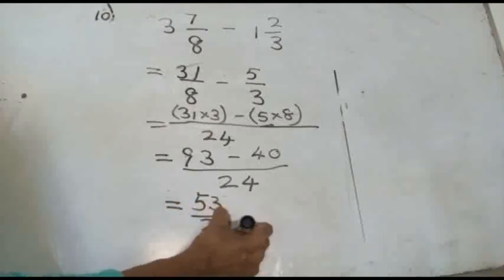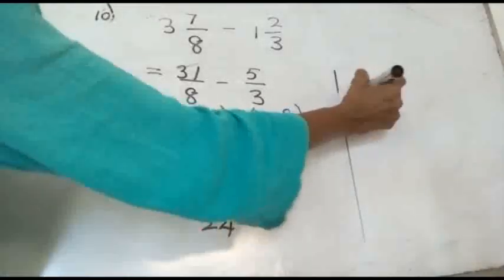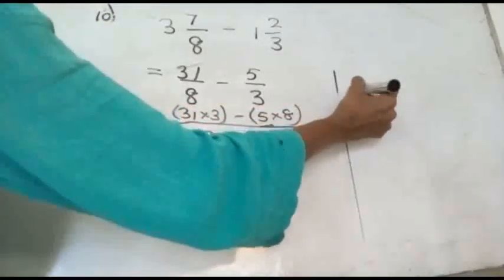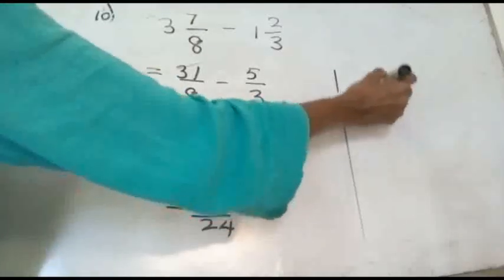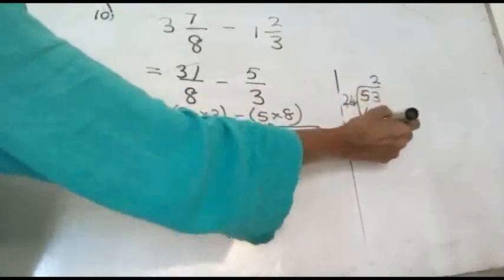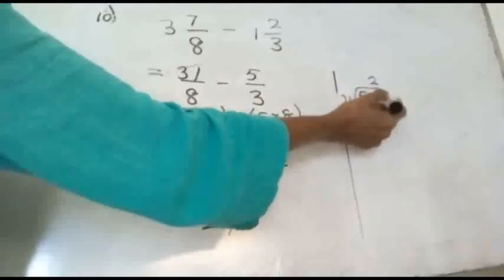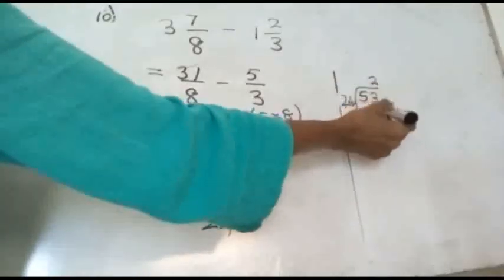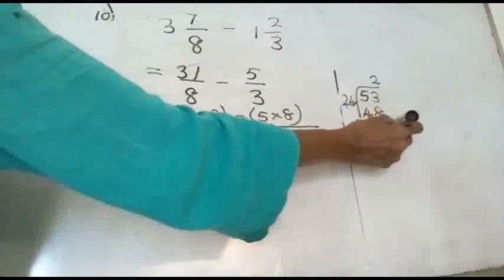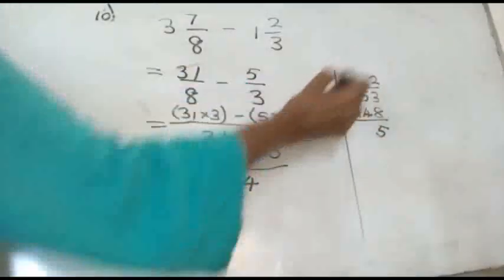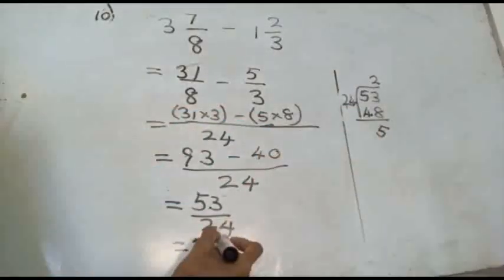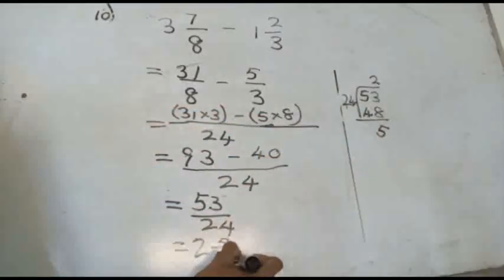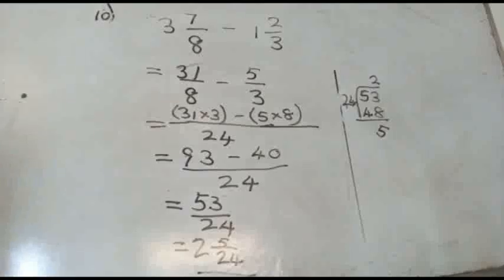53 divided by 24. 2 times 4, 8. 2 times 2, 4. 48 subtract from 53. 13 subtract 8 is equal to 5. Here 2 and 5 over 24 is the answer.